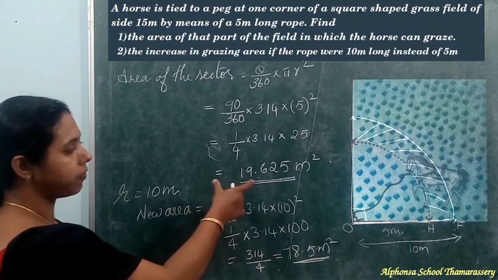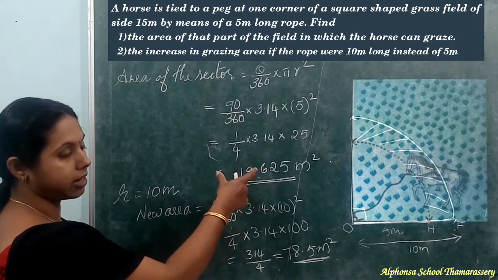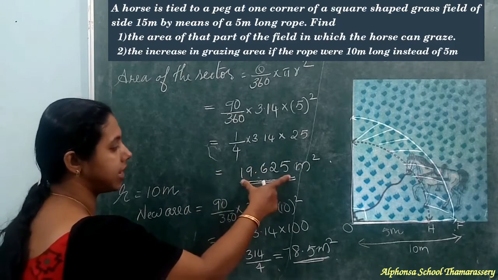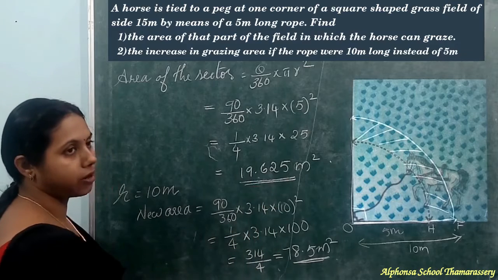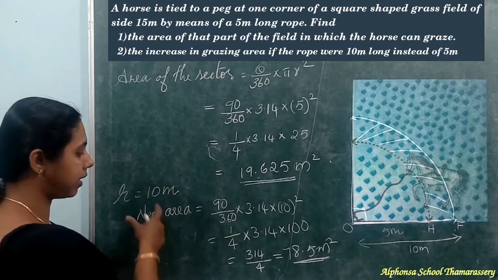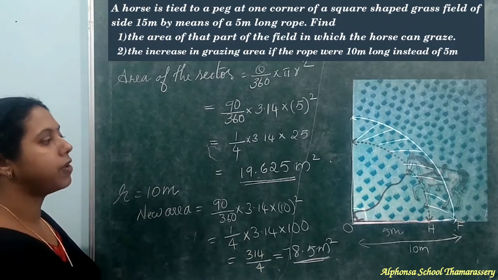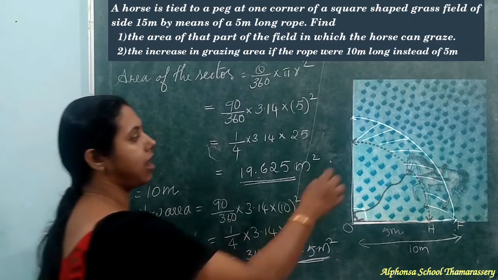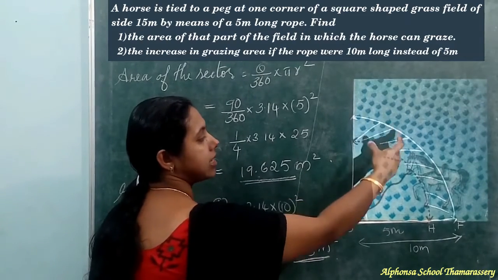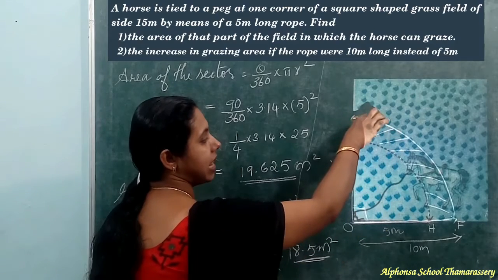The area of the first field is, when the radius is 5 meters, you are getting this much area. If the length of the rope is increased, then the area will be 78.5 meter square. We want to find the increased area. The area increased by, that means the increased area.